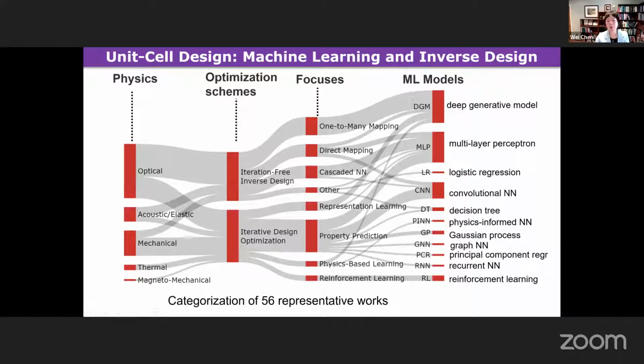So I will be very brief here, just to mention that there are machine learning techniques that don't require any iteration and can do inverse design right away by specifying the targets. We call them iteration free. But there are also some other machine learning techniques where you do have to add an optimizer in addition to the machine learning model to do what we call iterative design optimization.